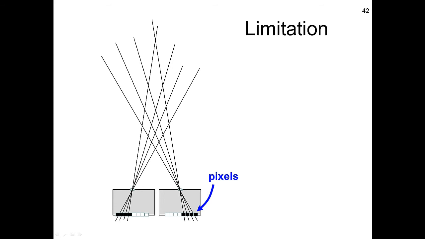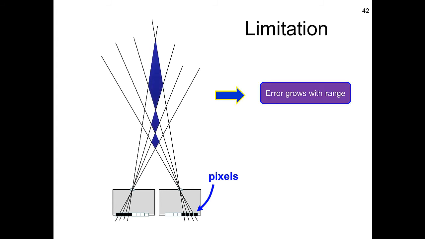Now, a few words about limitations. As you can see in this sketch, for a regular stereo system, as a result of pixel discretization, a range estimation error occurs. Notice that the uncertainty in depth estimation grows with range. The diamonds get bigger as we go further away from the cameras. Each such slot represents many pixels. Thus, we have the same limitation, only with a different scaling.